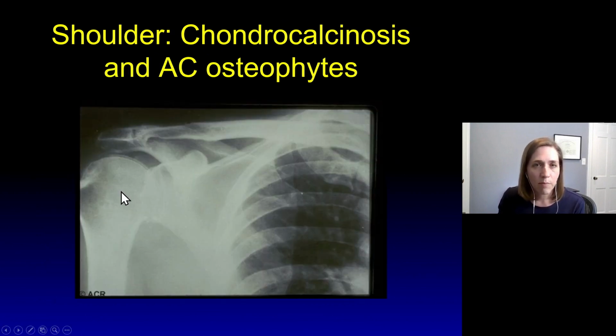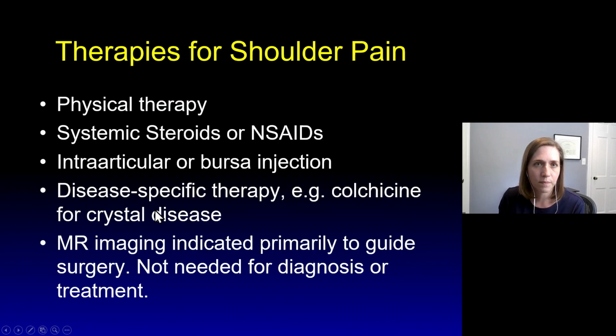On an X-ray, I mentioned before, sometimes X-rays can be helpful. You can see calcific tendonitis. What I'm showing here is chondrocalcinosis. So right here, you can see this thin white line on top of the cartilage. And so when you see this, you might want to think about crystalline disease, calcium deposition disease. And then also you can commonly see osteophytes at the acromioclavicular joint.